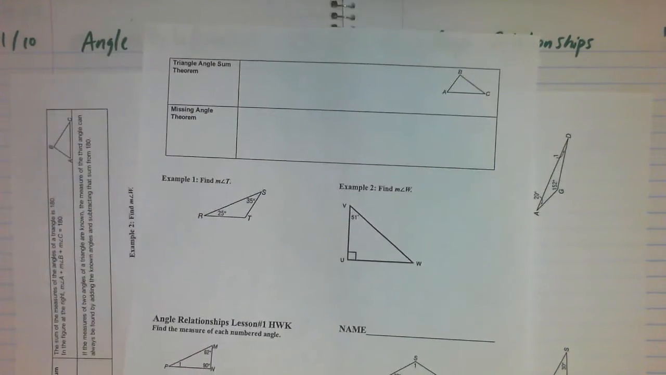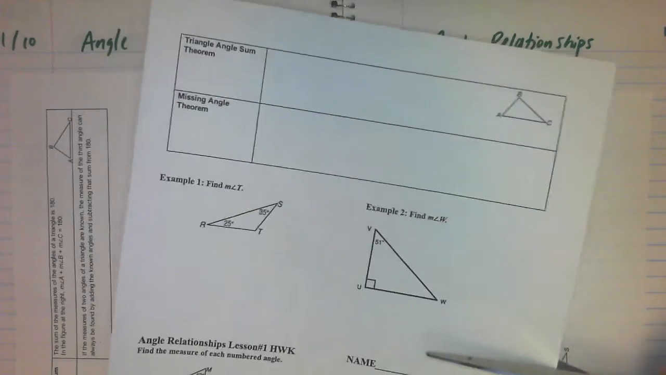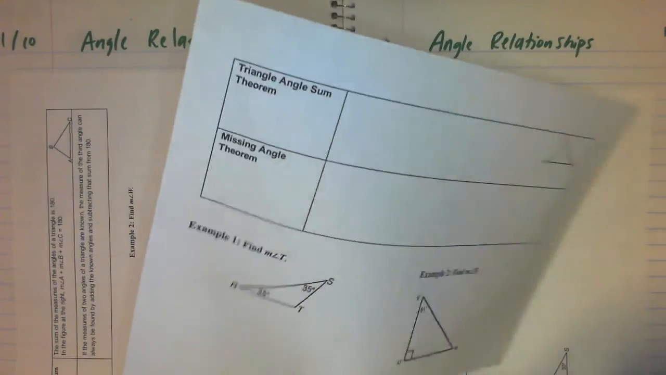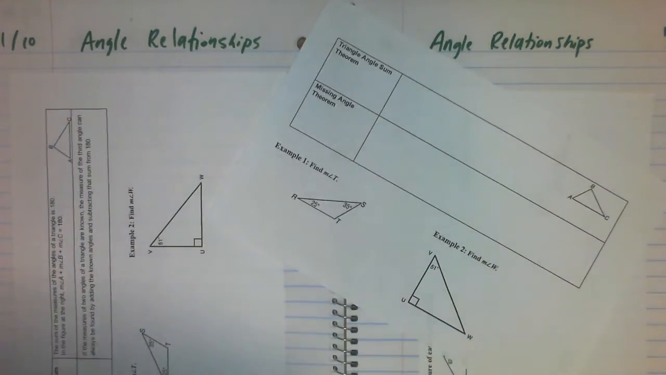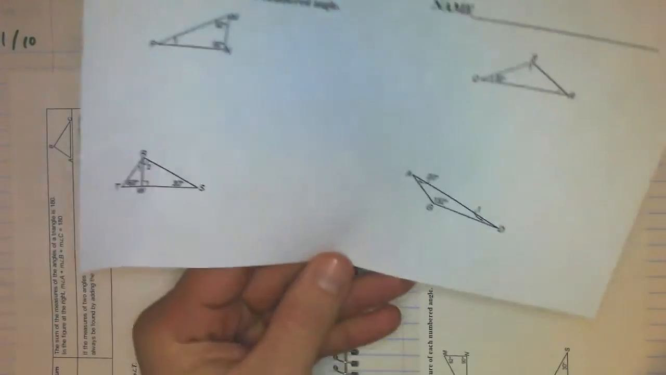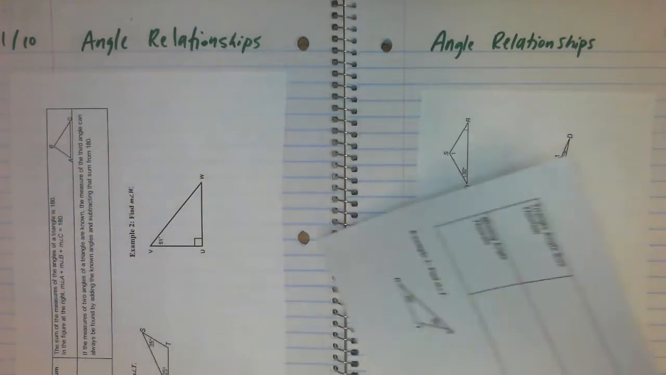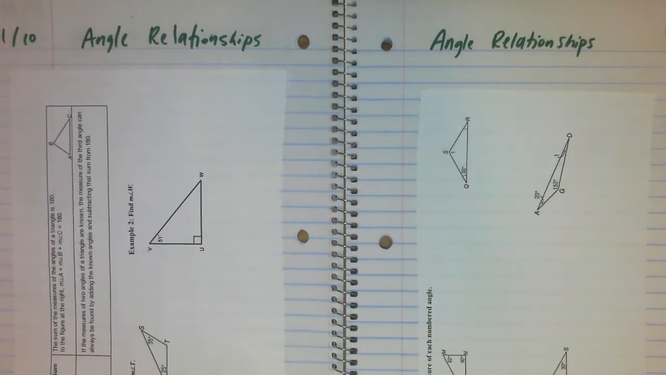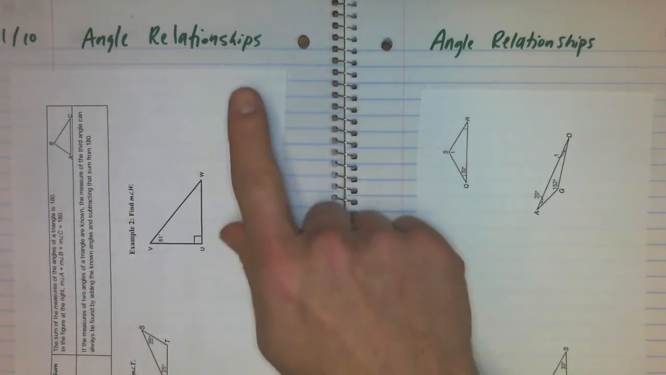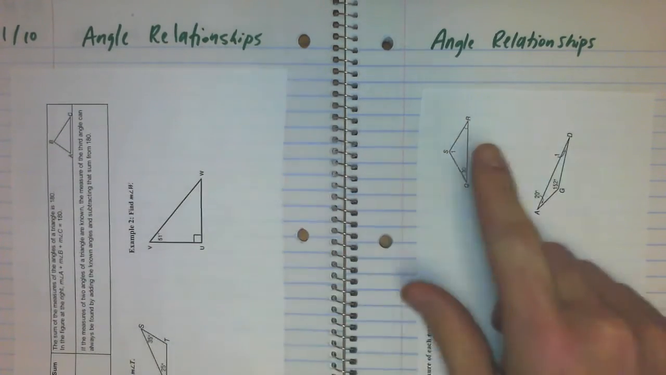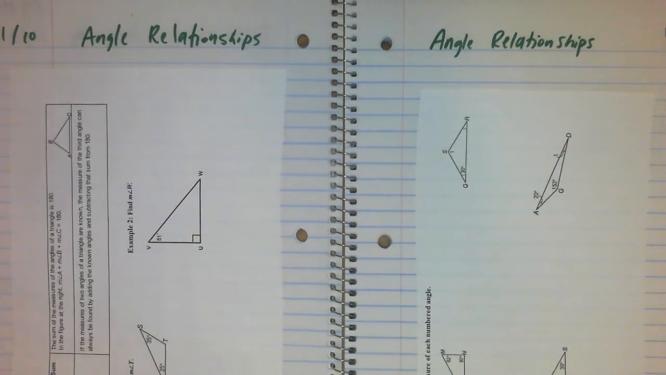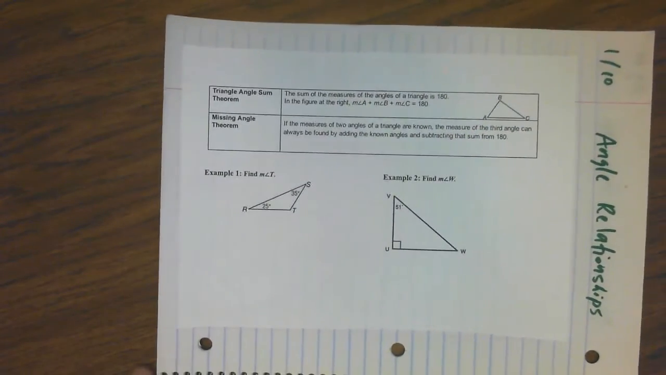But what you're going to do is take this sheet and cut it in half right here. So you're going to have two parts, the top part and the bottom part. Again, the top part goes on the left side, bottom part goes on the right side, and they both get glued in your notebook. Make sure you put a title, angle relationships, make sure you put a date, and also a page number. And also don't forget to put that in your table of contents.